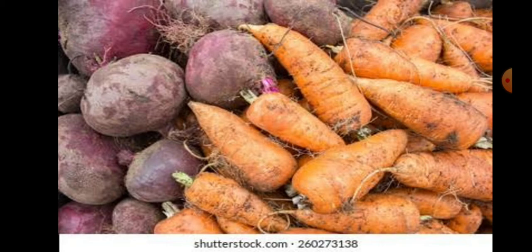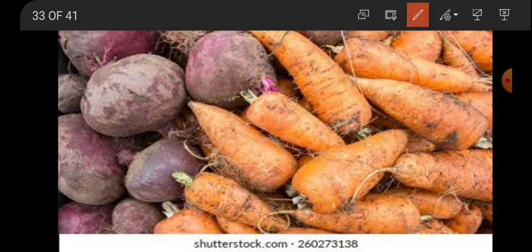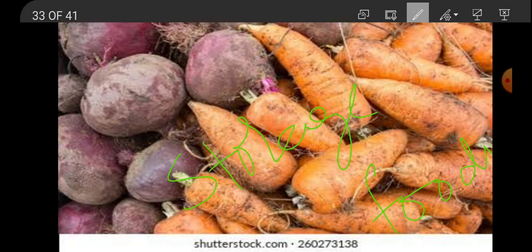In modified roots, the first type is storage roots. What is the first one? That is storage roots. In some plants, the excess food material is stored in the roots. Due to which the thin root hair-like structures and lateral roots get completely swollen up, they modify their structure and do an additional function, that is storage of the food material.